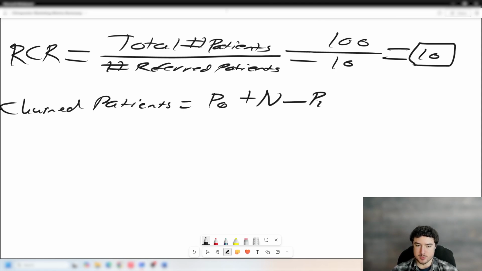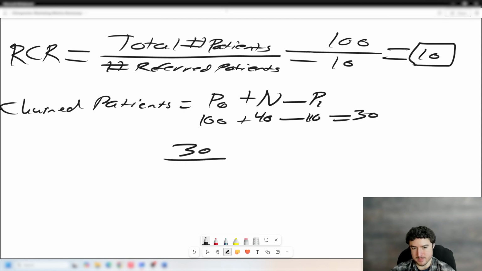So as an example, let's say that our patients at the start of the year are 100. And let's say over the course of the year, we see 40 new patients. And at the end of the year, we have 110 patients. This means that our number of churn patients are 30. So basically 30 patients either left the practice or we don't see them very frequently. So what we do is we take our churned patients and we divide that by the number of patients we had at the starting period. And this gives us our churn rate, which in this case is 30%.